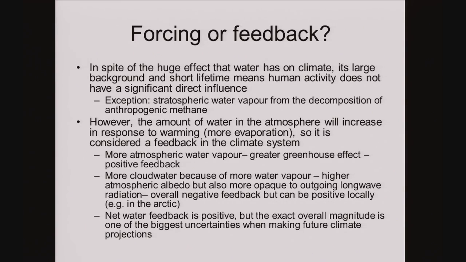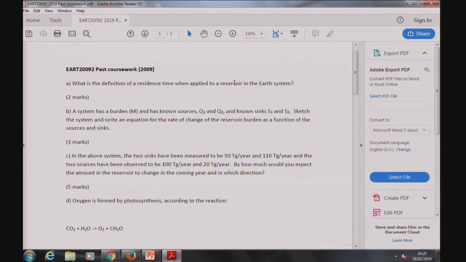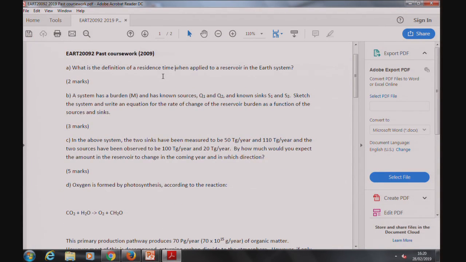Any other questions? Okay. So these are the example questions that James asked me to go through. Do you all have these on Blackboard? Do you have the answers on Blackboard? Alright, okay, I have the answers. Right, so the first one. This is past coursework from 2009. So the first one is question A.